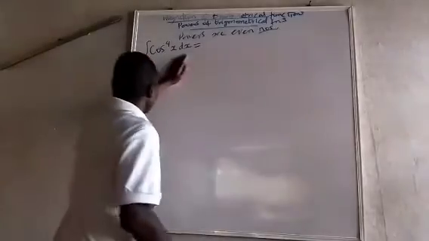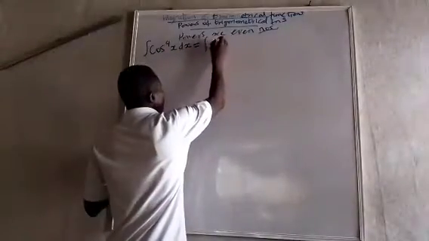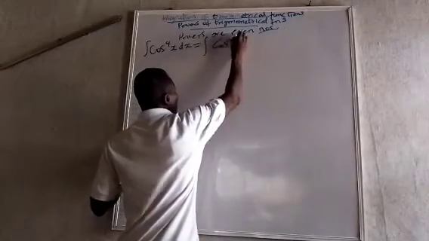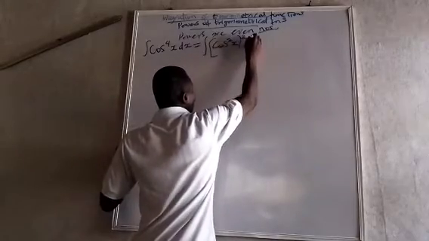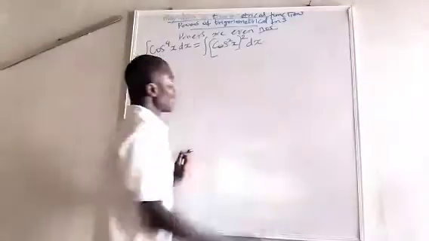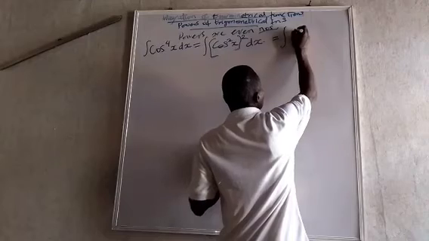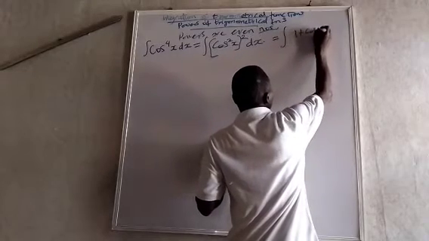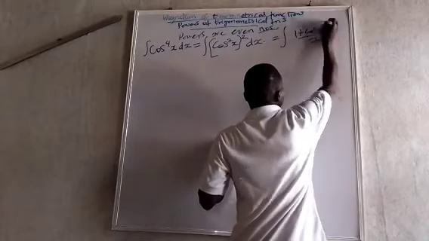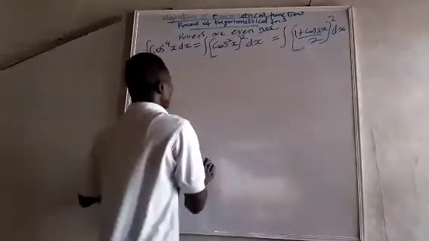Now let's work on this. Cos raised to power 4x dx. As you know, that will be cos square x, all squared, dx. And we know that cos square x is equal to (1 plus cos 2x) over 2. And that's going to be ((1 plus cos 2x) over 2) squared dx. Now let's expand this.